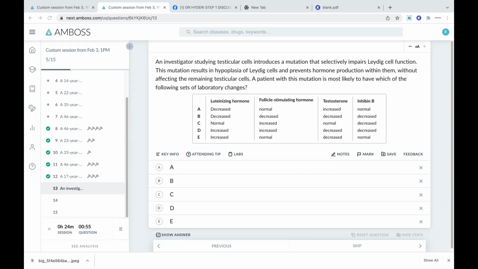FSH and inhibin, will they stay normal? The answer is yes. So which one of these is the correct answer? E.